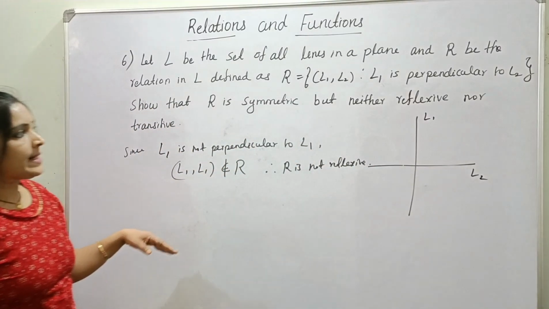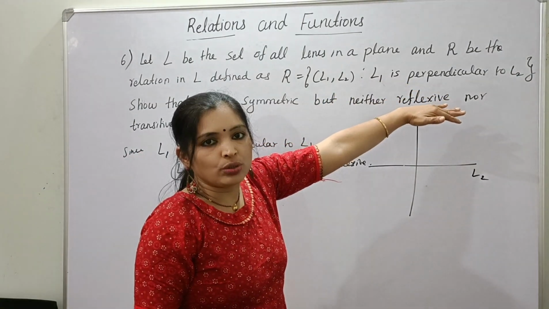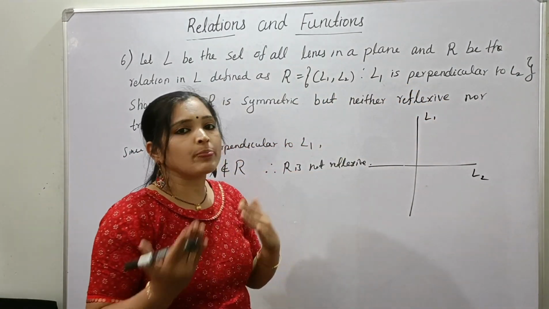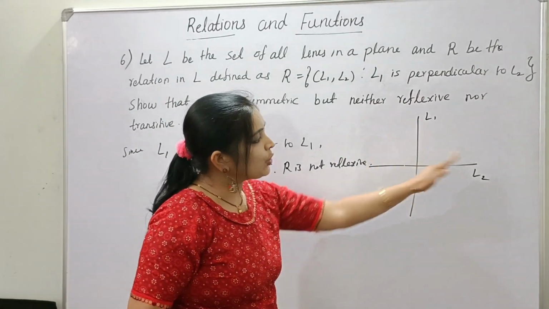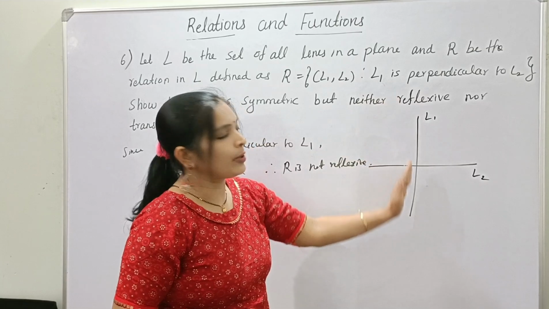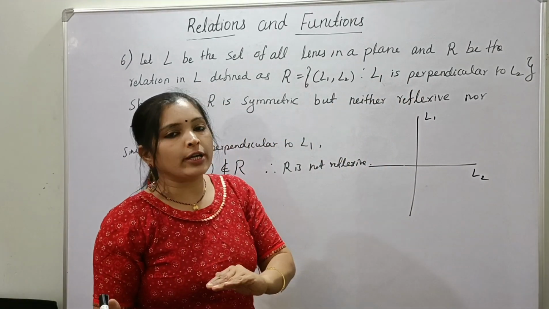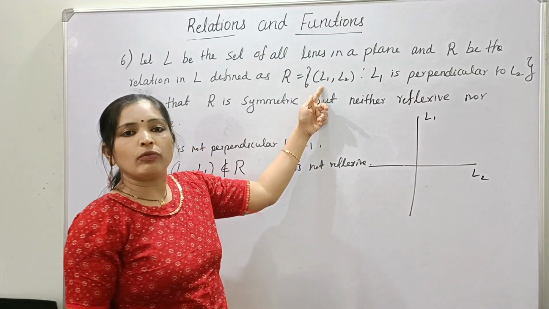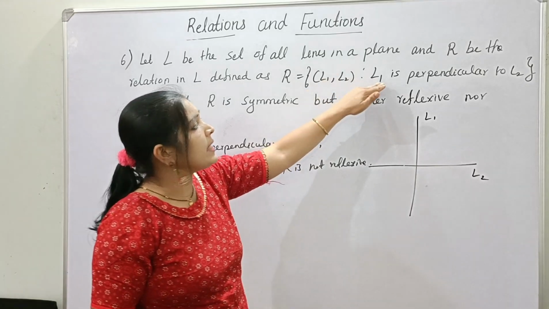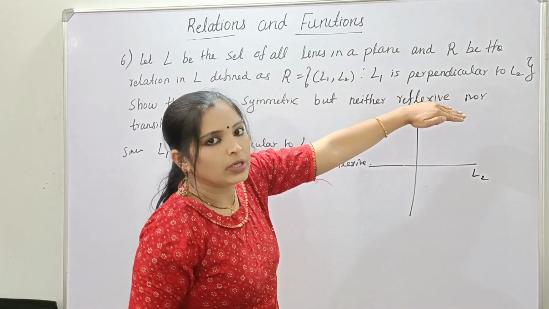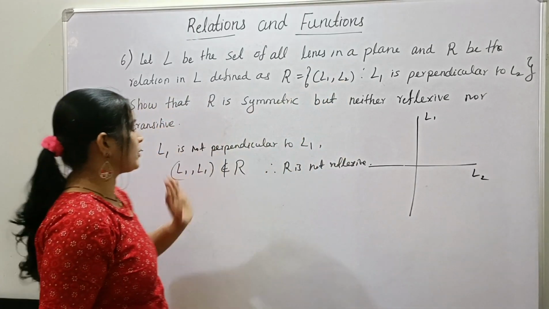Okay, next is symmetric. L1 is perpendicular to L2. Now we can say L2 is perpendicular to L1. Therefore (L2, L1) belongs to R, according to the definition of the relation. L1 is perpendicular to L2, and L2 is perpendicular to L1, therefore (L2, L1) belongs to R.